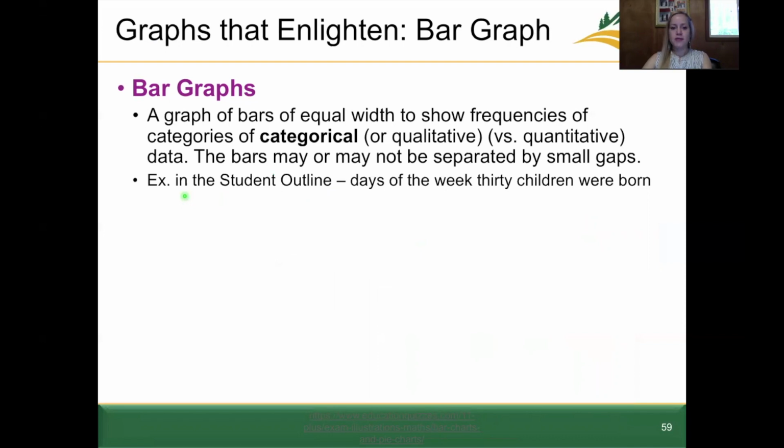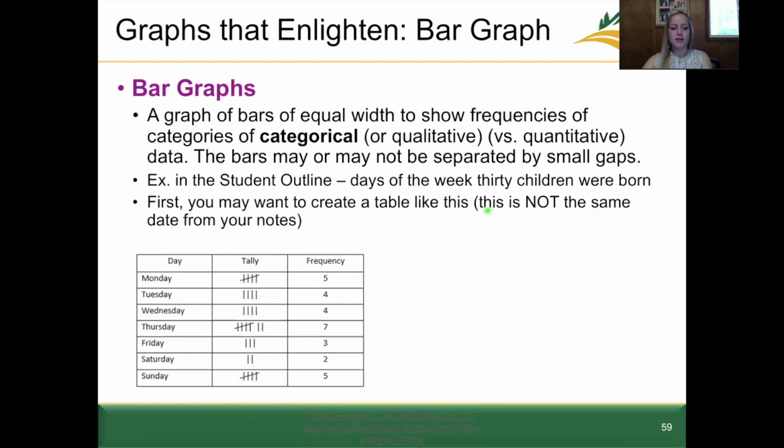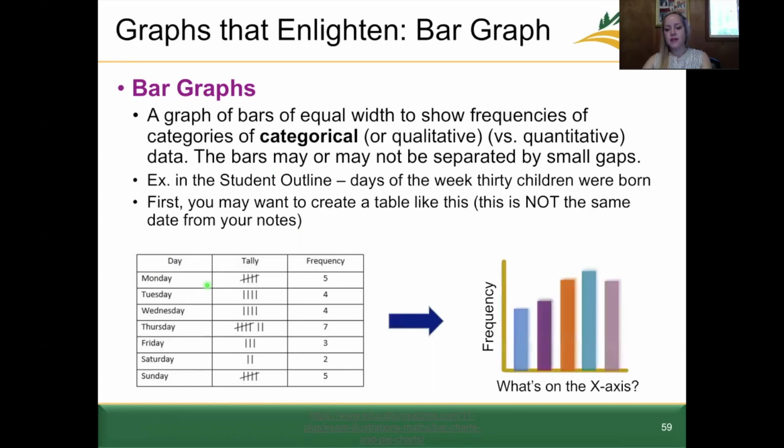The example in your student outline is days of the week on which 30 children were born. To get you started, you may want to create a table like this, and this is not the same data that's in your notes. So you want to write out the days, tally up the number of data points within each day, and then you'll get a total frequency corresponding to that day. If this helps, you'll make a table like this, then you'll end up making a bar graph.